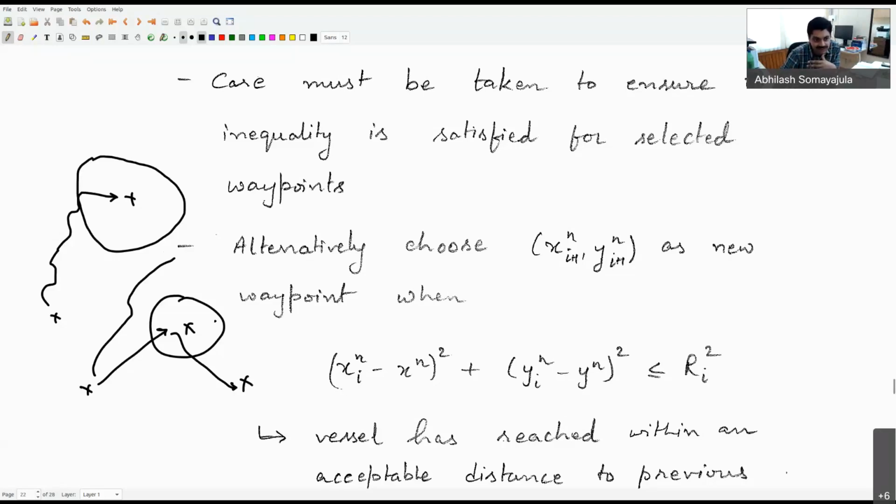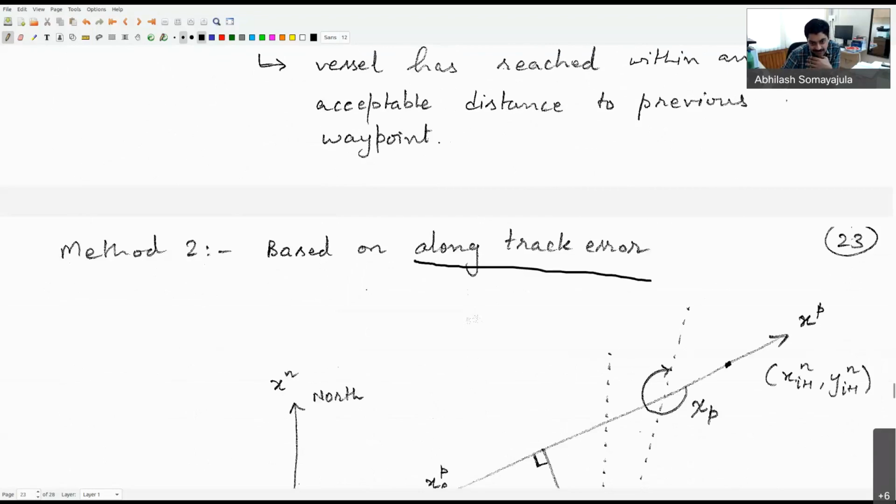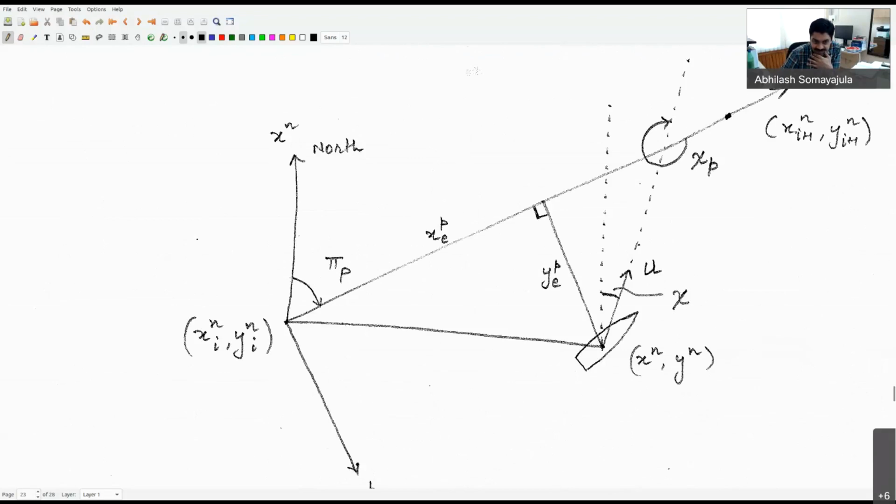So that is why a different mechanism to do the switching is based on what is called the along track error. What this means is that, let's say my initial waypoint is here, my new waypoint that I'm tracking is here, and then I'm computing this along track distance and the cross track distance. We previously saw this cross track distance. Now we will see the use of this along track distance in order to generate our switching. The idea here is when this value of xpe is almost equal to the distance between the waypoints, that is when I want the switching to happen.